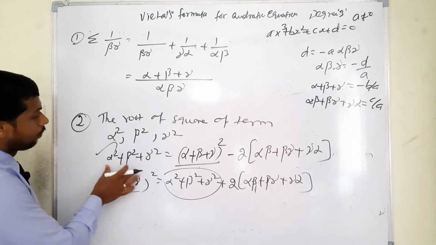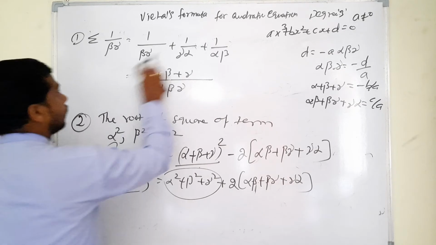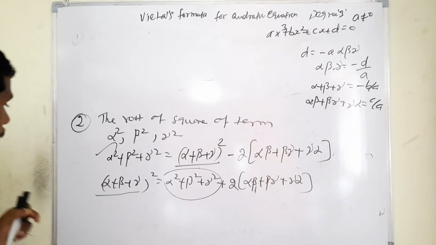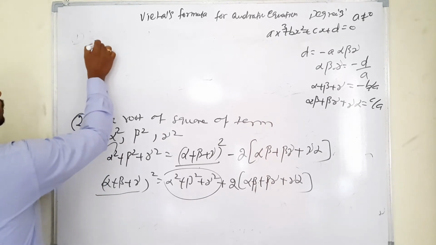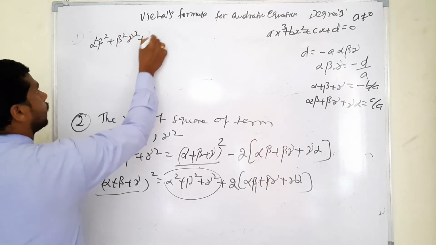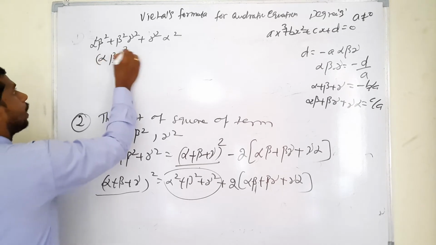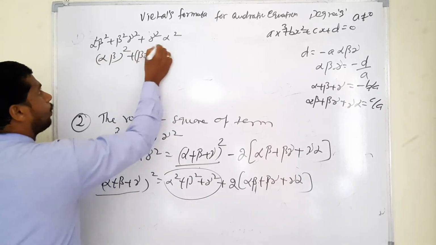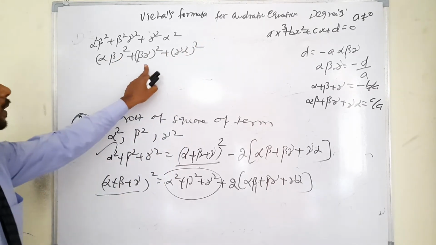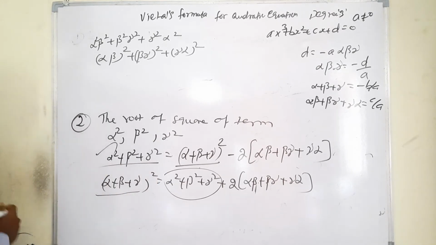I am moving to the sum of product of the roots taken two at a time. Listen very carefully. So the sum of product of the roots taken two at a time: alpha square beta square, again beta square gamma square plus gamma square alpha square. This is how to replace it: alpha beta the whole square, again beta gamma the whole square plus gamma alpha the whole square. This is actually a square plus b square plus c square, isn't it?